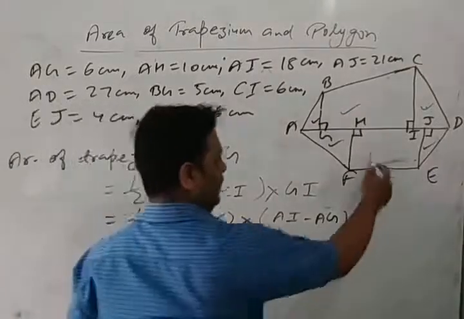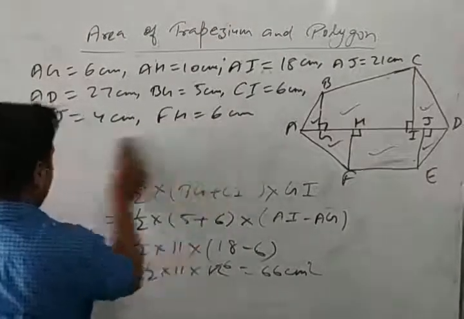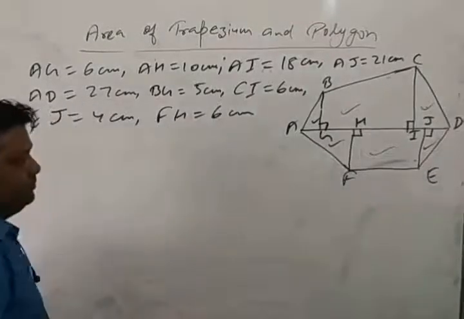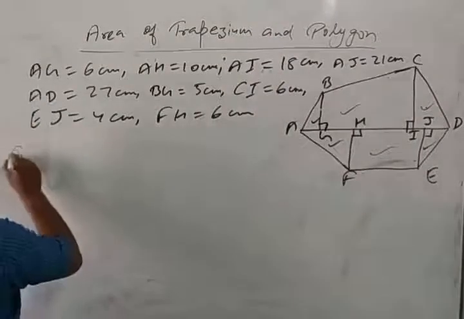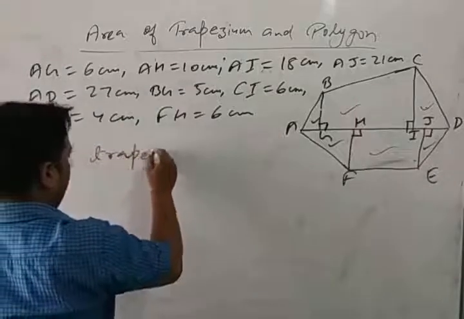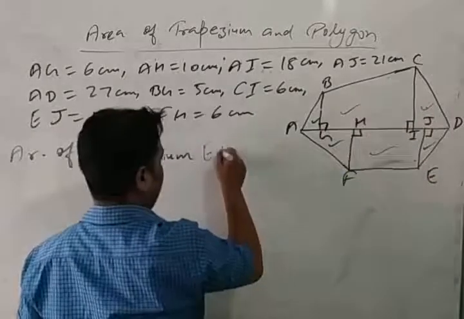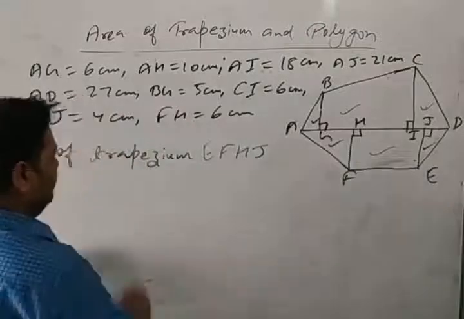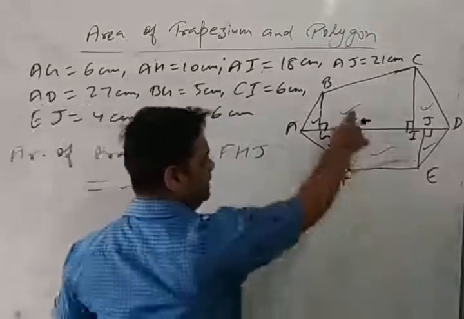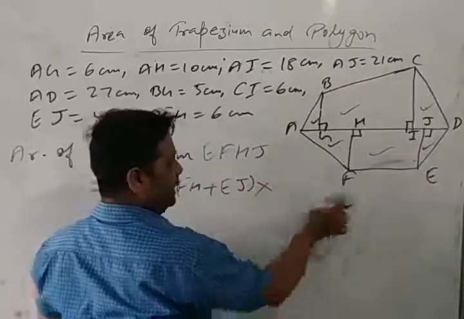Now the last one I am going to find. Now area of trapezium EFHG. Okay. Area of trapezium EFHJ. Again 1 by 2 and sum of parallel sides. Parallel sides will be FH plus EJ into height. Height will be HJ only.